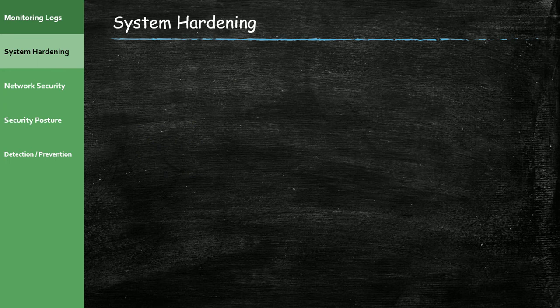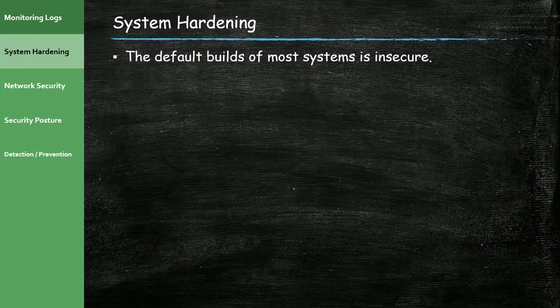So now let's talk about system hardening. First, let's take a step back. When you get a brand new system and you unbox it and you plug it in, the default build of most systems is going to be fairly insecure. There's no possible way that every vendor that makes a server is able to make it as secure as possible for your environment. Every environment is different. So everybody has different concerns, different levels of security they need.